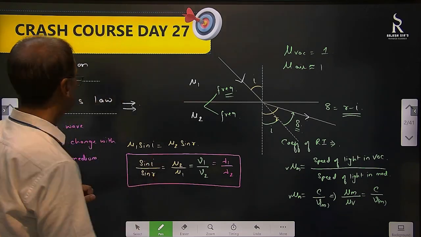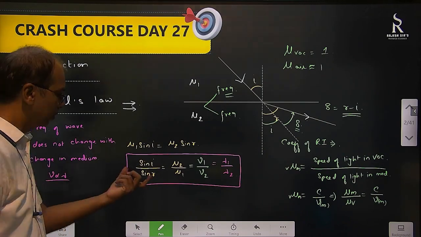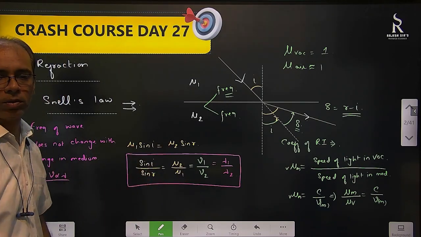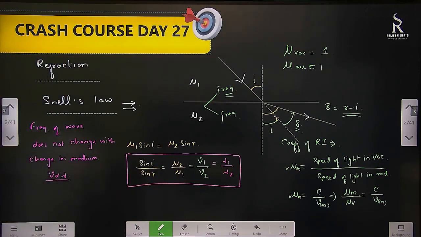So this is how Snell's law is defined. Mainly Snell's law is this. We should know the exact value, because they can ask you anything, whether it's in the ratio of coefficient of refractive index, or velocity, or wavelength. We should remember all of it.